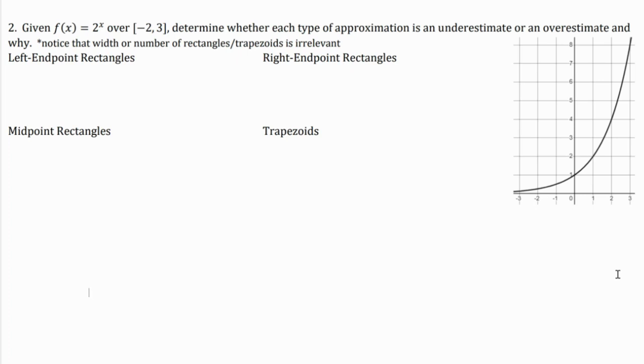Okay, so if I'm going from -2 to 3, and I'm trying to figure out if a left endpoint rectangle will be an under or an overestimate, I'm just going to set this up with, let's say, 2 rectangles. I'm going to start my first rectangle on the left-hand side like you're supposed to. I've got my first rectangle here, and I'll make it halfway-ish. And then my next rectangle will be here. Well, you can clearly see that that is an underestimate.